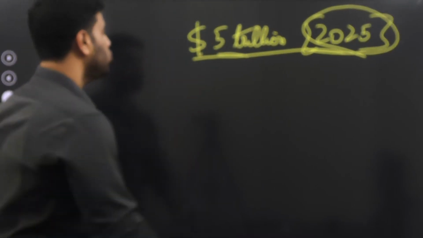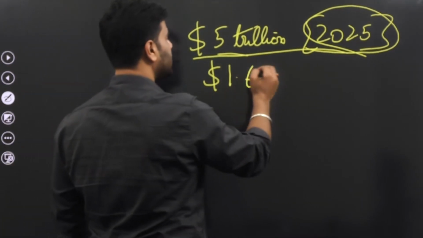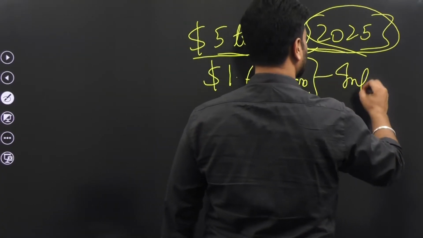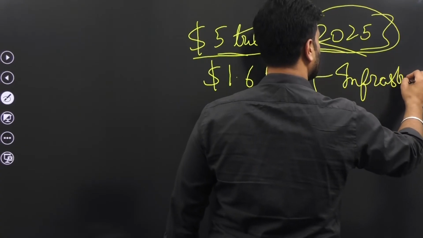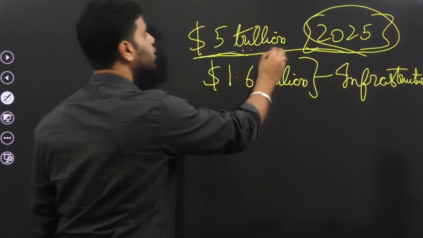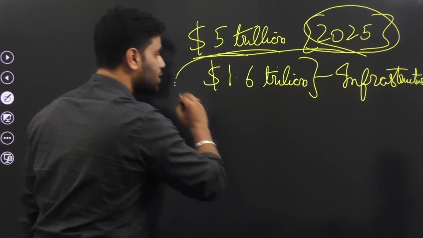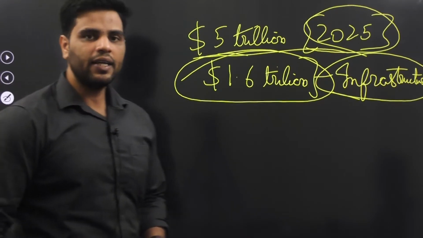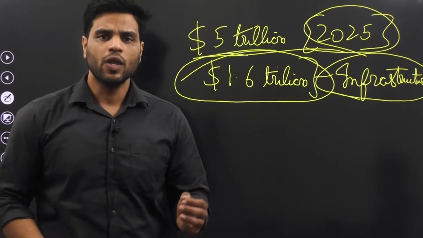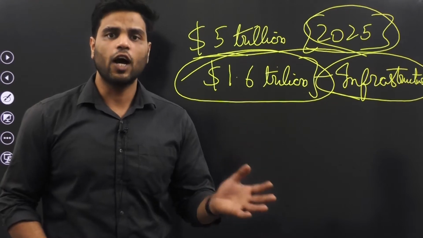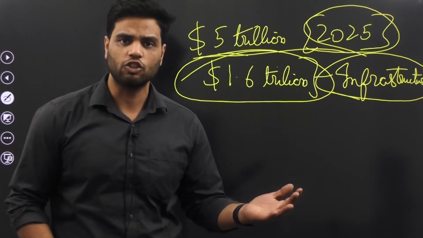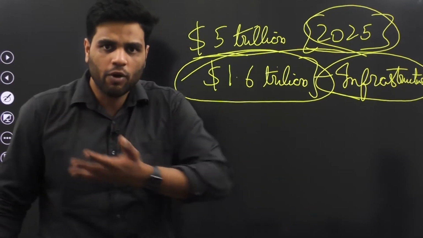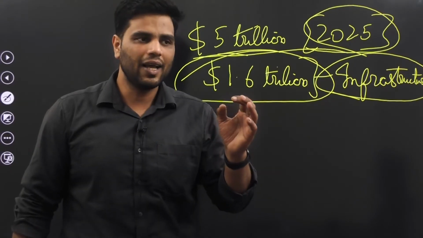For that to happen, you need to invest around $1.6 trillion in infrastructure. So if you aspire to become a $5 trillion economy, you need to spend at least this much into the infrastructure sector. Now, I'm not saying that the government of India or state governments are not investing in infrastructure projects. We are currently investing, but our regime of infrastructure investment has certain issues.